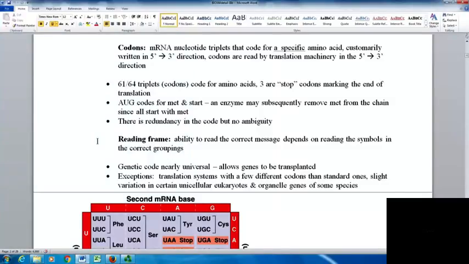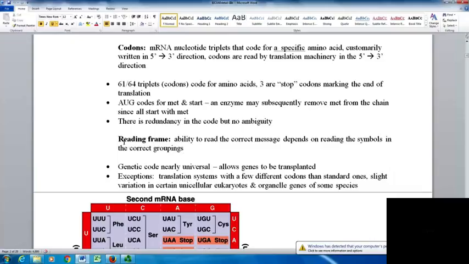It's important that you establish the reading frame, and AUG is going to be how we do that. AUG codes for methionine, and it's the start. Later on, you may have an enzyme subsequently remove the methionine from the chain since they all start with methionine, but that is how we mark the start. Just like when you start reading a sentence, you look for a capital letter.